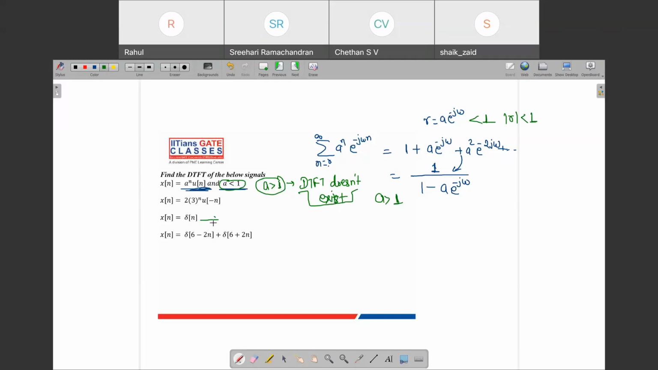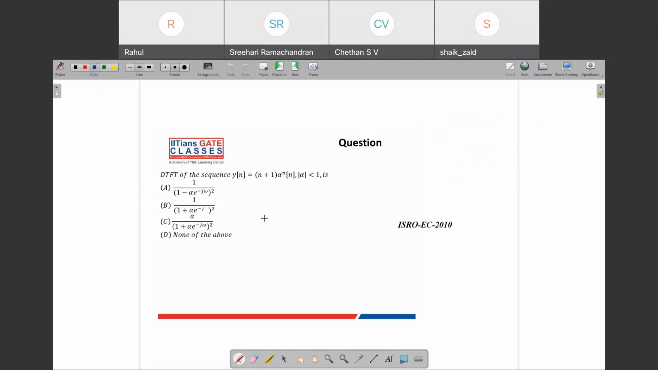This one we have already calculated. This one is equal to 1. These two questions you can try to solve at home. This is again pretty easy. You can simply calculate it. When you calculate this problem, you'll get some kind of sinusoids in the frequency domain. Go to the next slide.